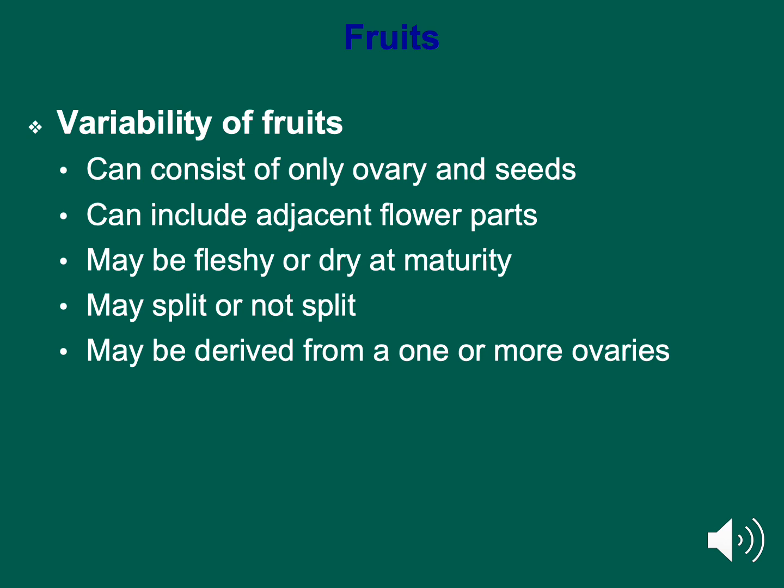There are many kinds of fruit. Different kinds of fruit develop from different kinds of plants and may depend on factors like how many eggs there are in the flower, which results in how many seeds there are. And there may be differences in the fruit in terms of whether it's fleshy or dry, whether it splits open or not. Let's look at some of the different types of fruit.